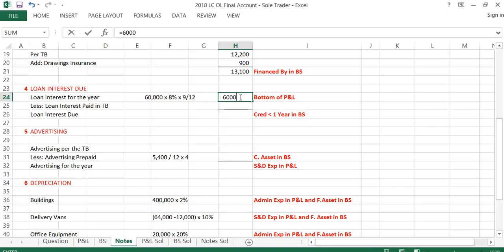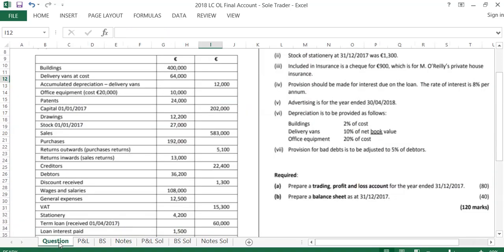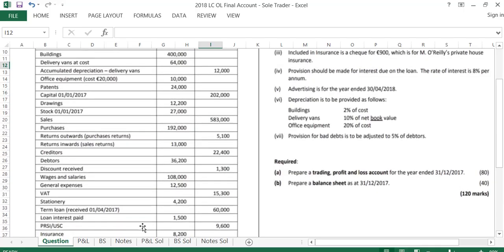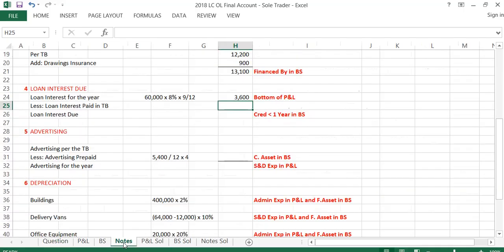So 60,000 by 8% by 9 over 12. The loan interest should be 3,600 for the year, and that's the figure that we'll take away at the bottom of the P&L, the loan interest for the year. Now I have to go back to the trial balance and see was any loan interest paid, and I can see here there was loan interest paid of €1,500. So if I take away the €1,500 that was paid, it will leave me with loan interest due of 2,100, and that's the liability that will be in the balance sheet. I still owe 2,100, so that will go as creditors less than 1 year in the balance sheet.